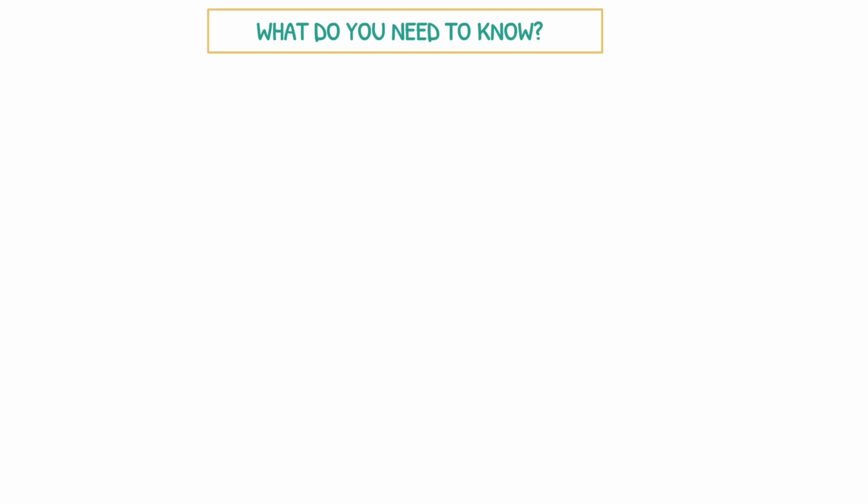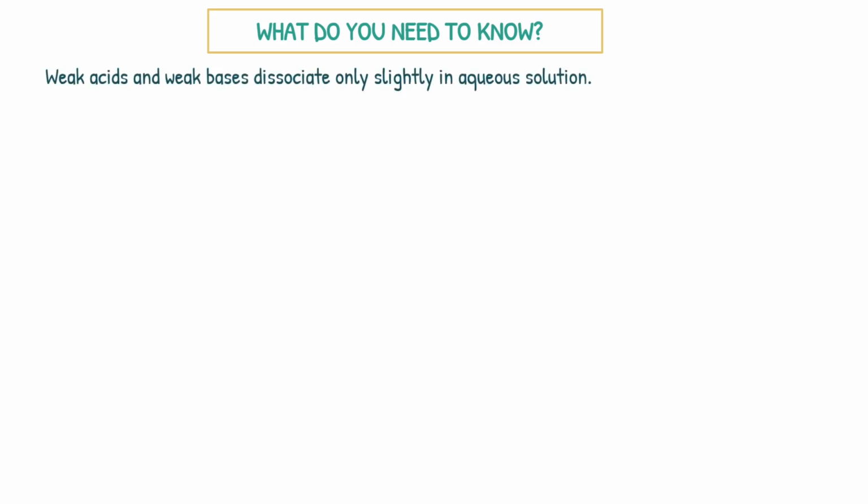First off, let's look at the specification itself and see what do you actually need to know. So the first point here we have is weak acids and weak bases dissociate only slightly in aqueous solution. And I'm going to break down each of these in more detail in the next slides, okay? Next point, Ka is the dissociation constant for a weak acid. And here we have an equation that you need to know, okay? pKa equals minus log to the base 10 Ka. All right, so that's the first 3 points out of the way.